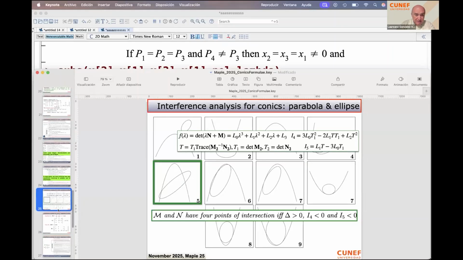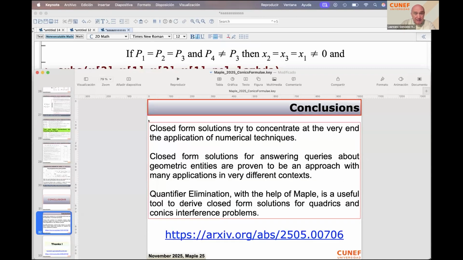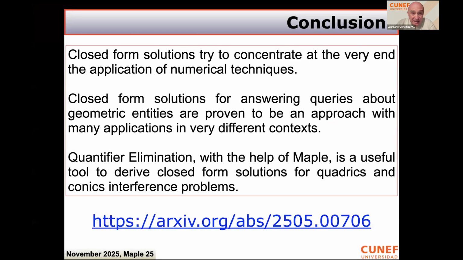So conclusions. I have tried to show how closed form solutions try to concentrate at the very end the application of numerical techniques. Typically, these formulae are very important in applications because they are used many times. Think about moving objects I was mentioning at the beginning. And the use of Maple for deriving these concrete formulae has been extremely useful because we have many possibilities to take into account and many formulae to investigate. You can see all these developments just looking for our arXiv paper.